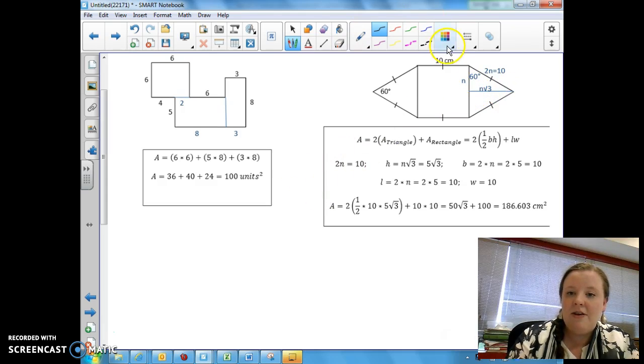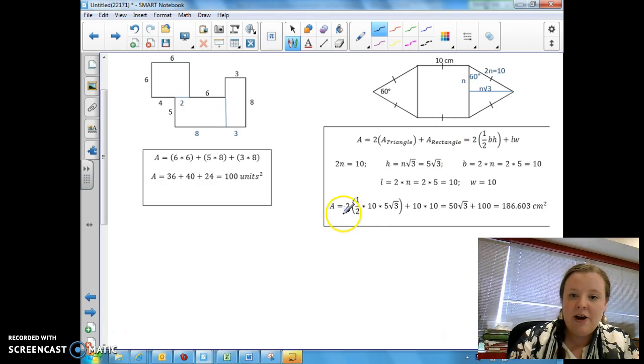So we know that anything with a single tick mark is 10. I was able to label lots of extra sides because of that. I know that my height has to be that n root 3, 5 root 3, and my base has to be 2 times n. Well, n is here, so 2n would be both of these, and end up being 10. With that rectangle, we've length times width, both are 10, super easy.